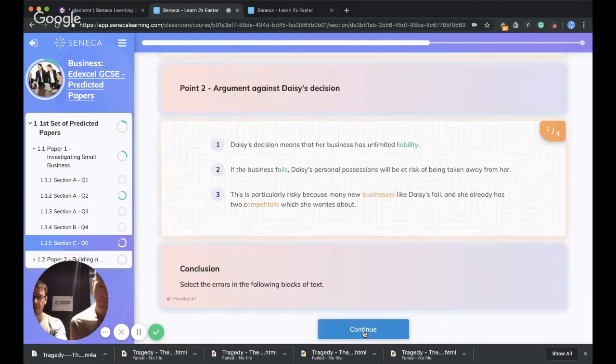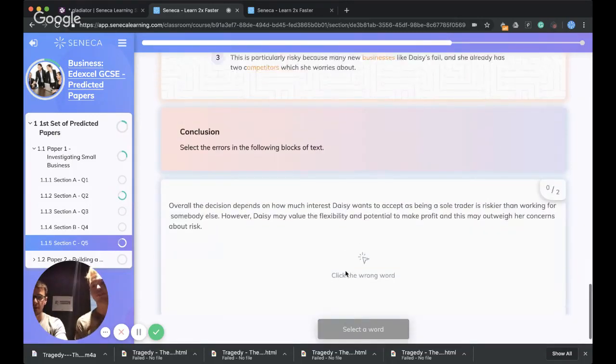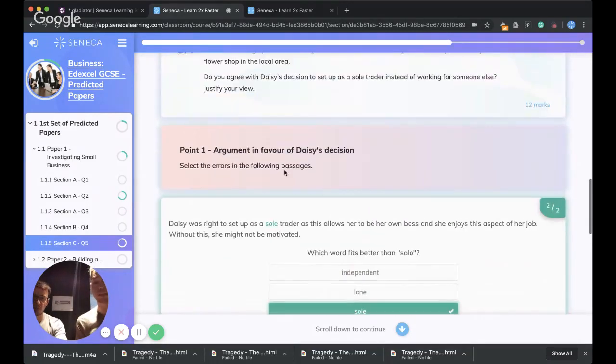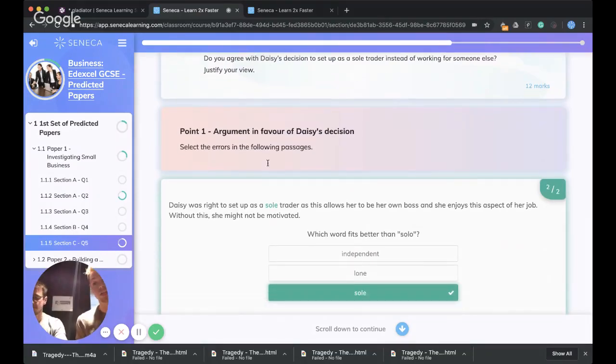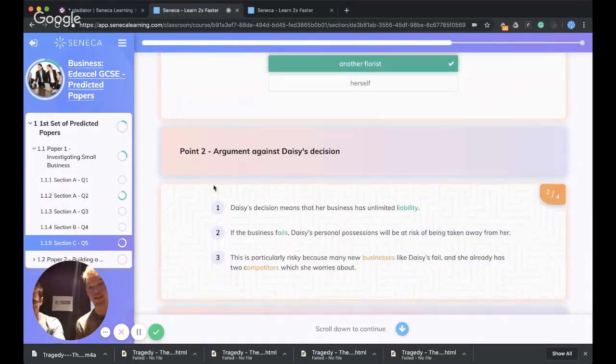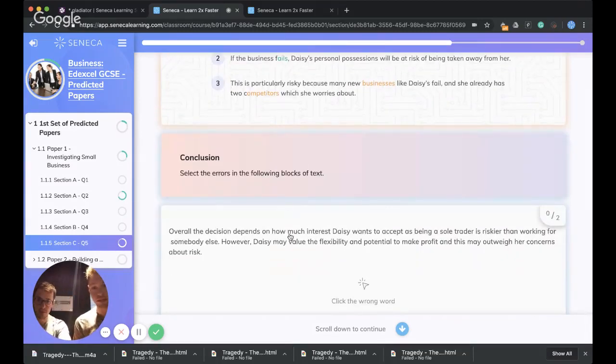So again, you want to structure this. We've got a nice little point. You want to be giving a balanced argument. You won't get full marks unless you're doing the for and the against. So you need to be evaluating, and then conclude. Overall, it's riskier.